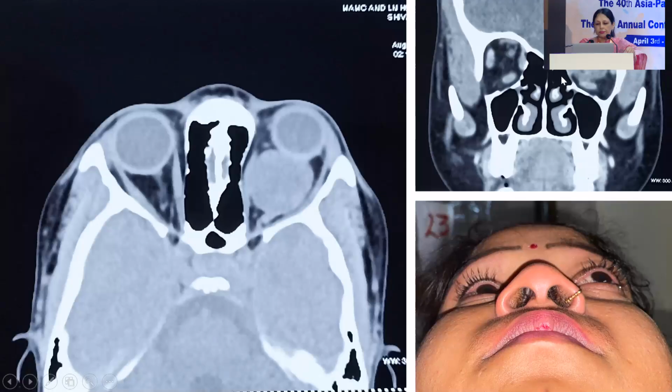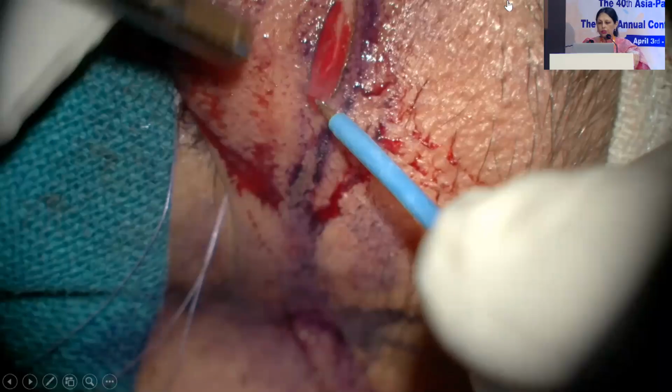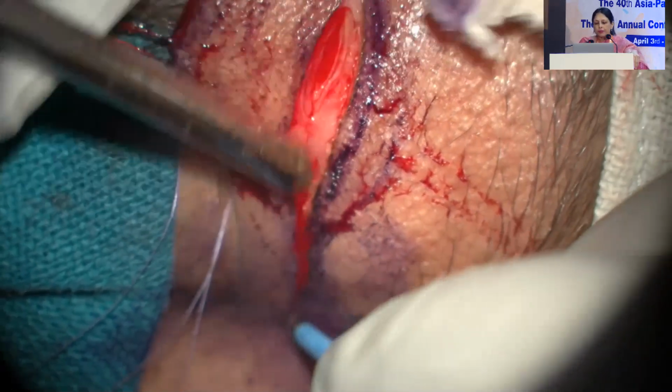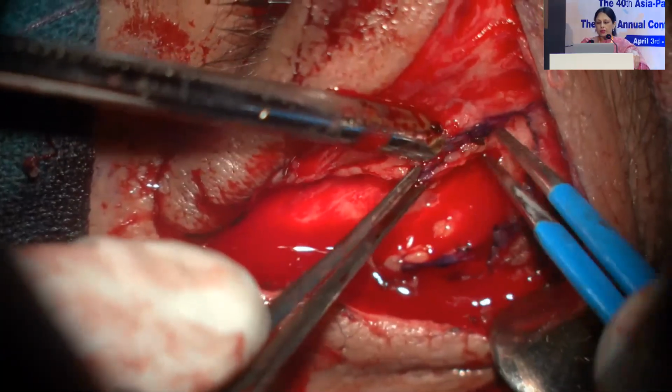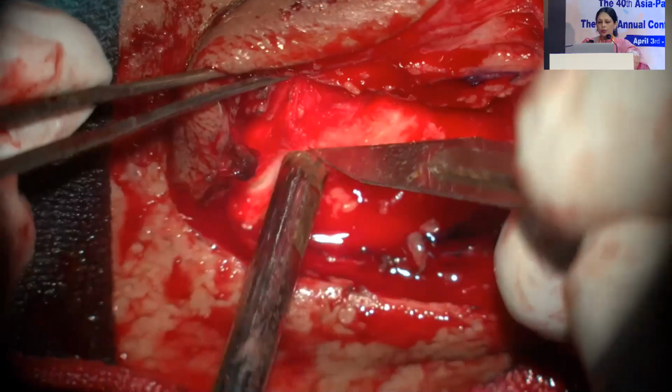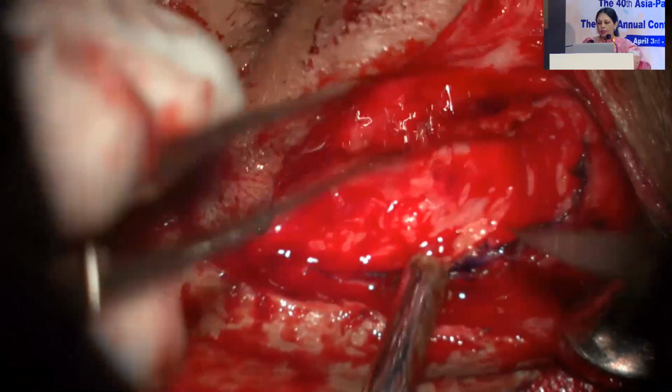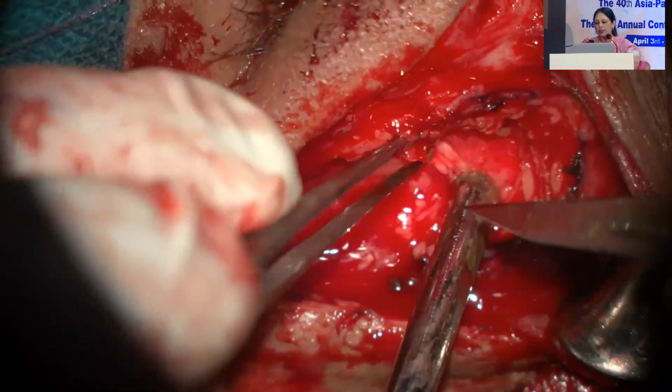Now this is again a lady somewhere in her 30s who presented with a proptosis, and this is a very large intraconal mass. You can see here there is a variegated appearance, and I'll just show you. This has to be taken out through a lateral orbitotomy, and this is how you need to expose the lateral orbital wall, and this is the periosteum being incised.